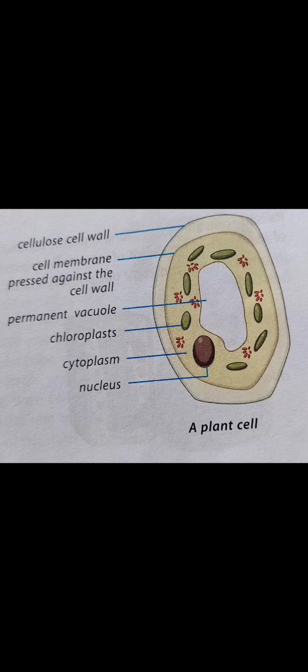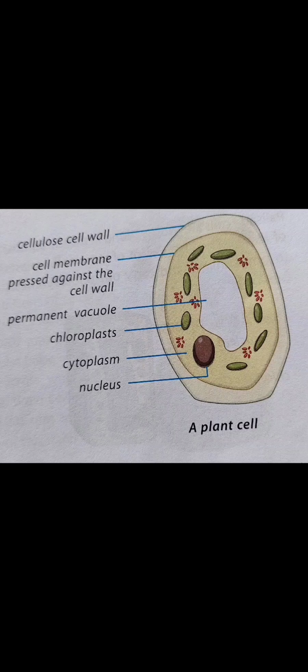Then these green oval-shaped structures are labeled as chloroplasts. They are cell organelles. The chloroplasts contain a green pigment called chlorophyll, and the function of the chloroplast is to trap sunlight and use its energy to make food for the plant by the process of photosynthesis.